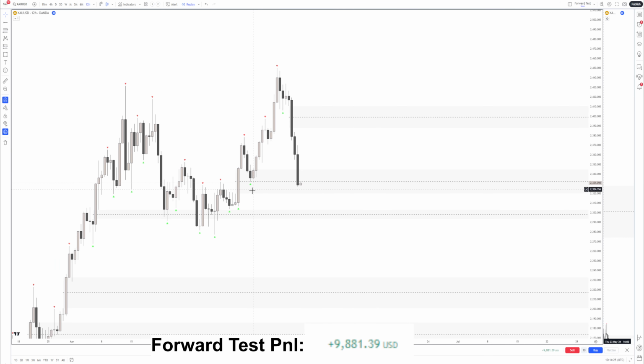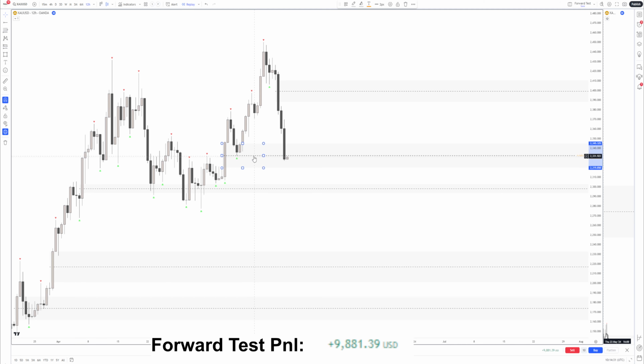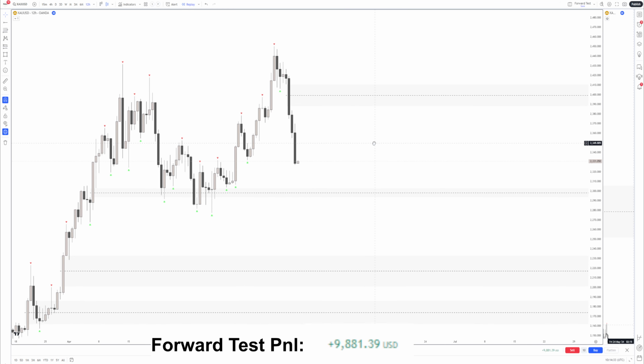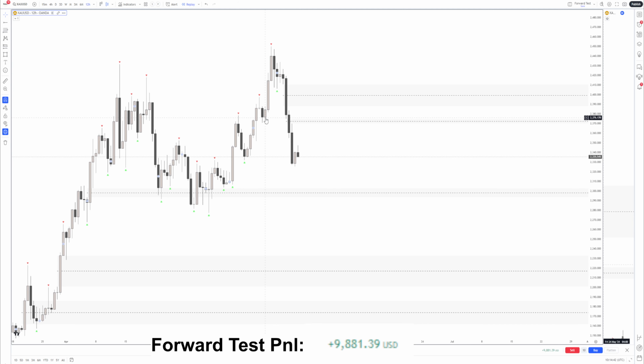Okay, remember this fair value gap previously here that we entered upon? It's arrived there again. Because this has been used already, I'm not going to use that one again. But we can see there's fair value gaps across the board at the moment. And let's see what happens. We have got another fair value gap here.